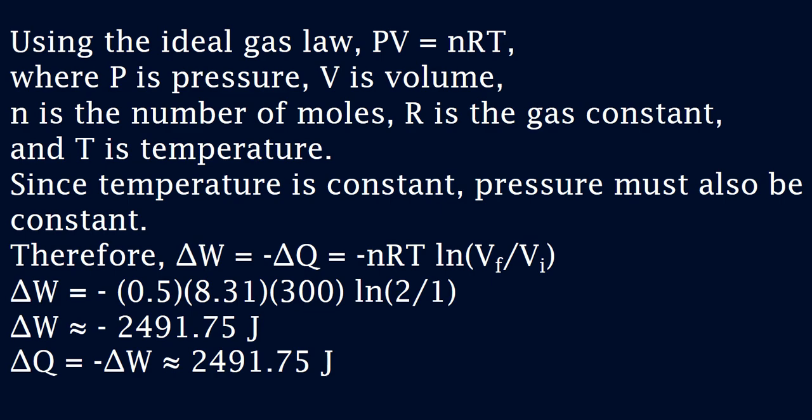Therefore, delta W is equal to minus of delta Q is equal to minus nRT ln of Vf upon Vi. On substituting the values and simplifying it further, delta W is approximately equal to minus 2491.75 joules. Therefore, delta Q is equal to plus 2491.75 joules. Now let's solve a question based on graph.